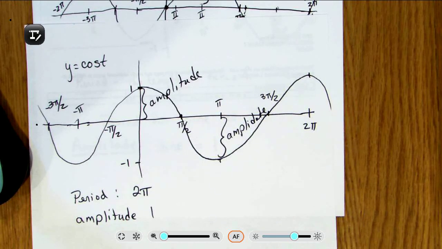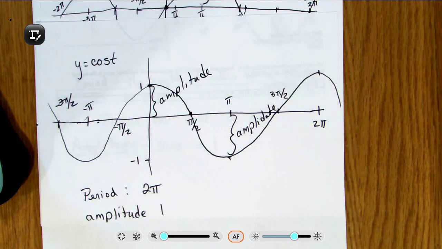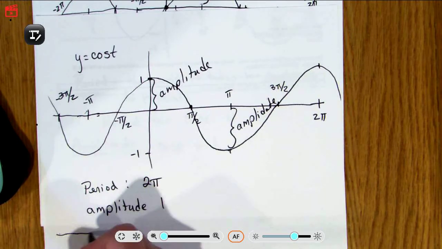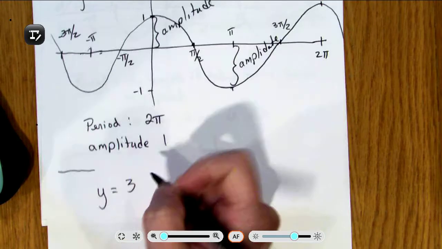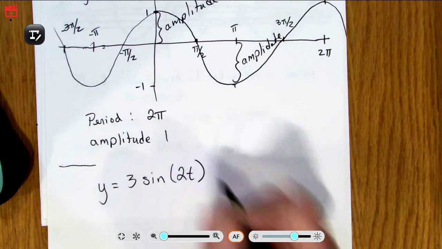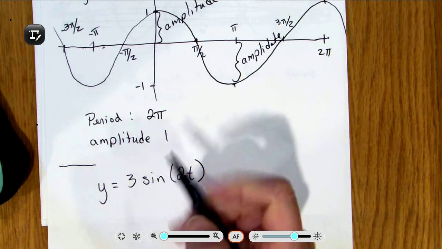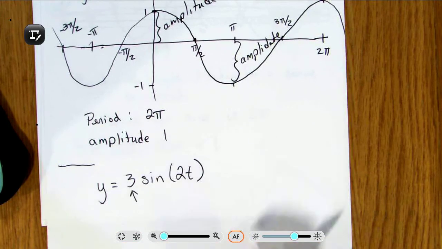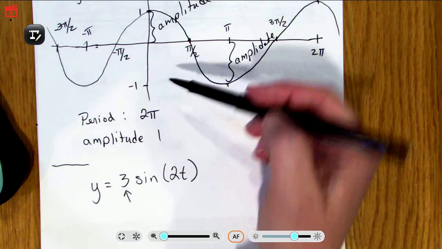Okay. Now what we're going to do is start shifting this guy. So, remembering how shifts work, we'll just jump right in and look at y equals 3 sine of 2t. This 3 on the outside, if you can remember, because we have talked about shifts, is going to affect how things work on the vertical scale.